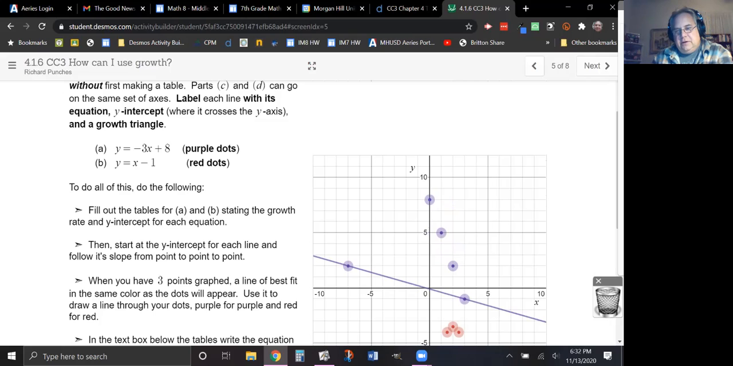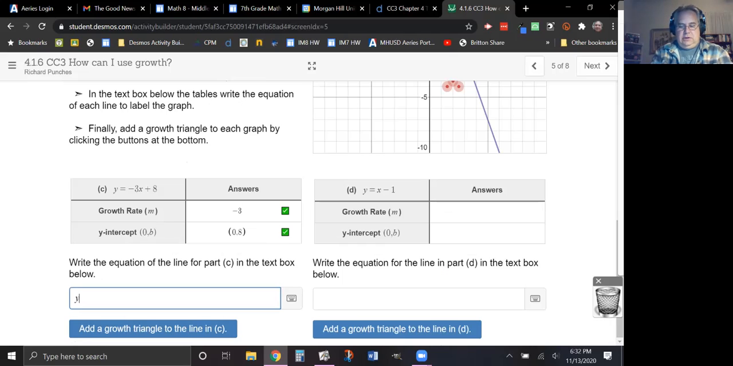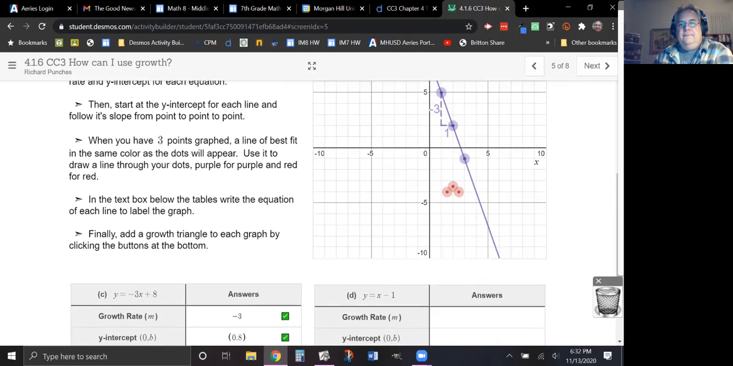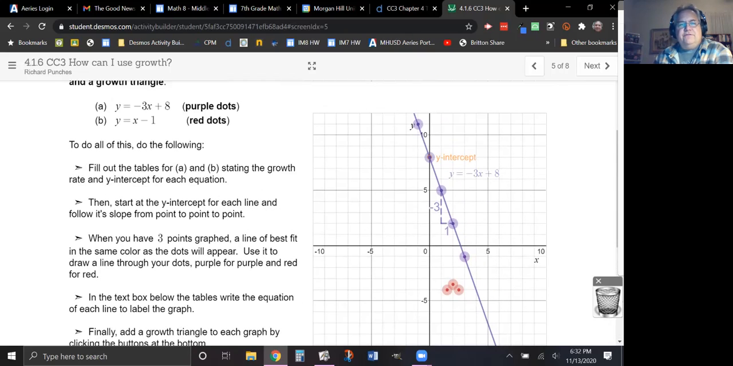Oh, that dot's right there. Look at that. 1, 2, 3, 1. We'll leave that one. This one will move right to here. Oh, we could do it more. 1, 2, 3, 1. There, it looks good. I like that. And then we'll put our equation on the line: y equals negative 3x plus 8. And our growth triangle. Look at that. See how fast that goes? When we learn this little trick, boy, it's fast.